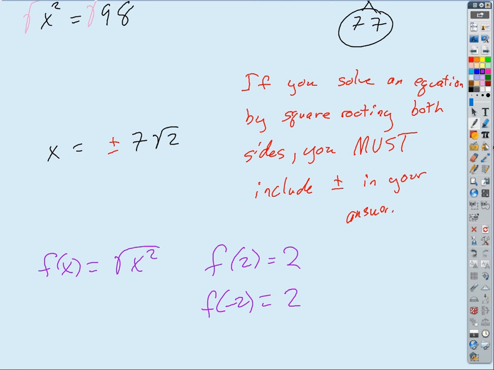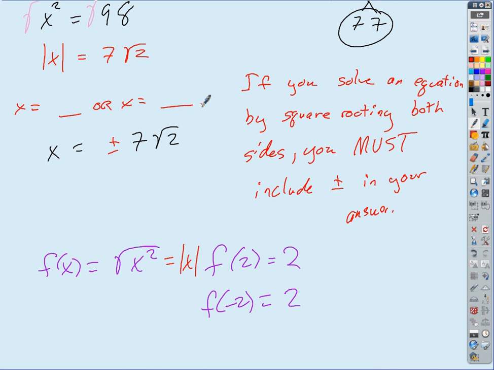So really, the square root of x squared is actually equal to the absolute value of x. It's not equal to x. And so the missing step here is we get the absolute value of x equals 7 radical 2. But think back to our unit on solving absolute value equations. If the absolute value of x is equal to a number, what did that mean? Either x equals this or x equals that. What were the two things it could equal?